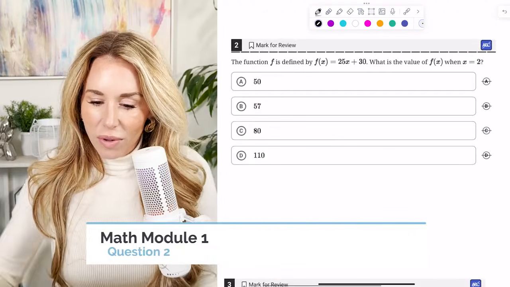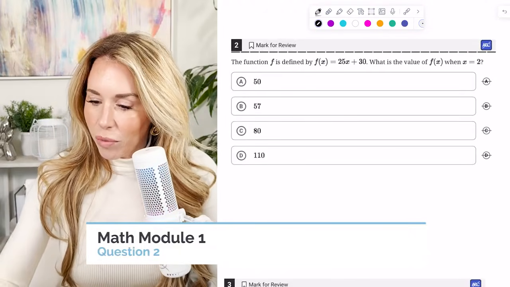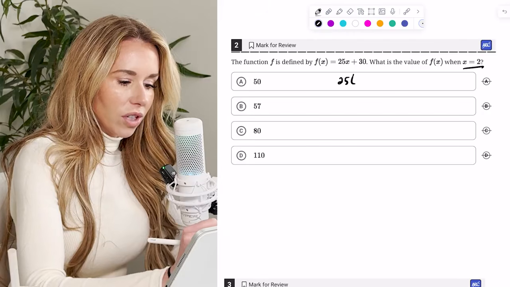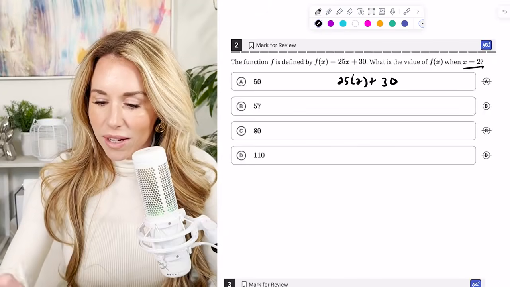All right, number 2, we have the function f is defined by that. When x equals 2, well, you're just going to put in 2 for x. Pretty simple, guys. It's going to be 80.